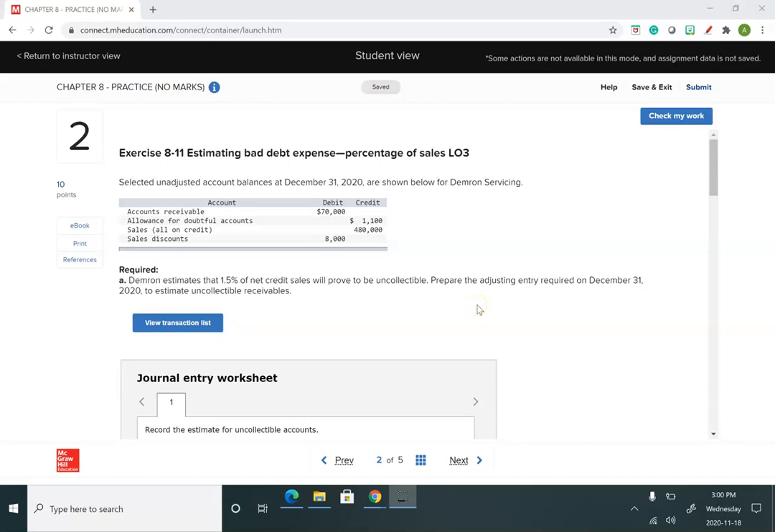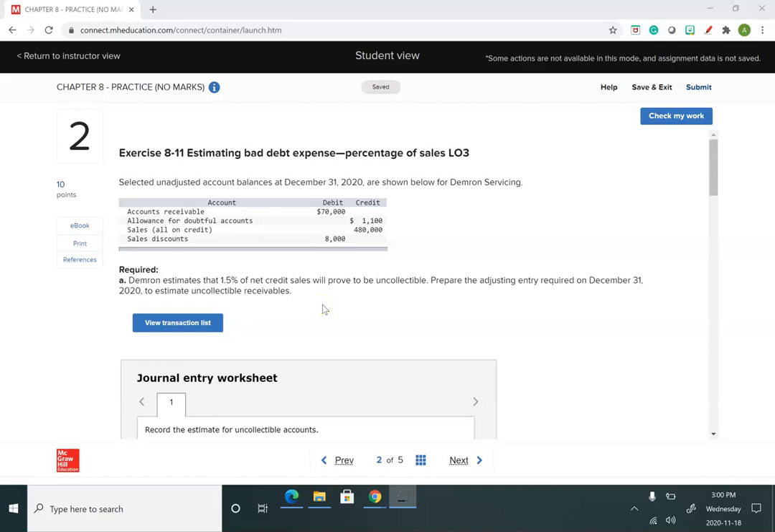In exercise 8-11, what we're going to do is calculate the bad debt expense, so the journal entry that you make at the end of the fiscal year, but instead of using the accounts receivable approach, we're going to use the income statement approach, and this is relying on a percentage of the sales in order to make the journal entry. So in requirement A, it says, Demron estimates that 1.5% of net credit sales will prove to be uncollectible.